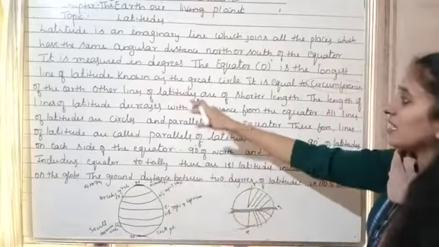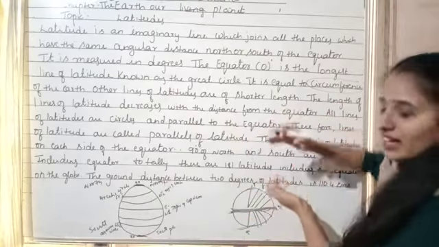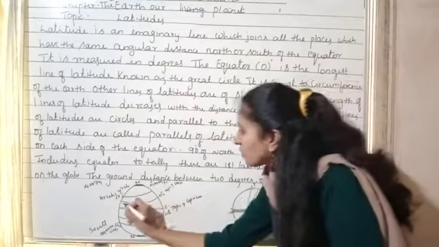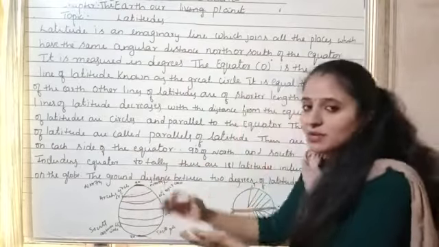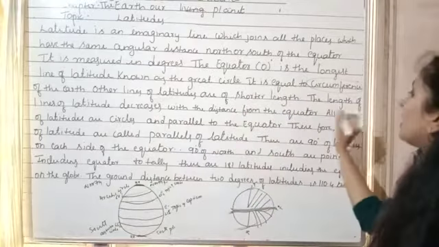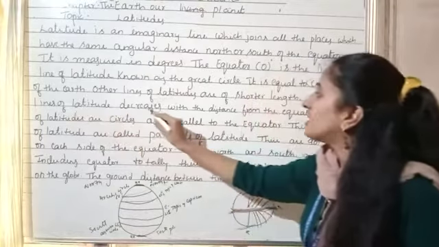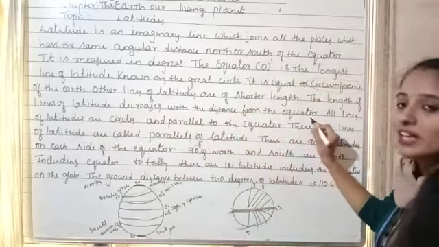But the remaining lines of latitude are shorter in length. When you compare them to the equator, you can observe that these are all very short. As you go up, they become shorter. The length of the lines of latitude decreases with the distance from the equator.